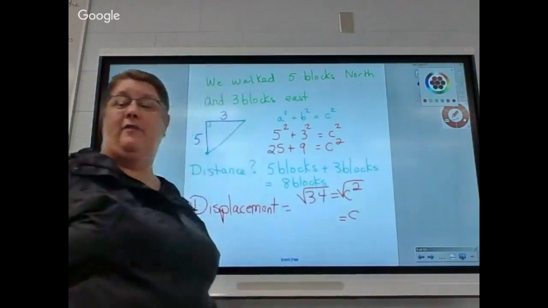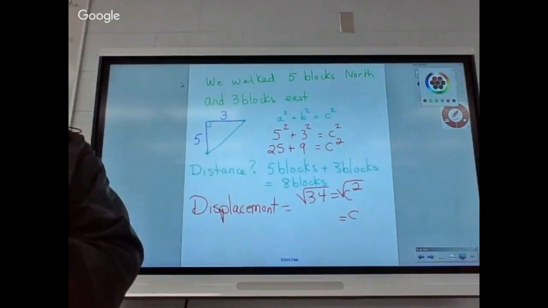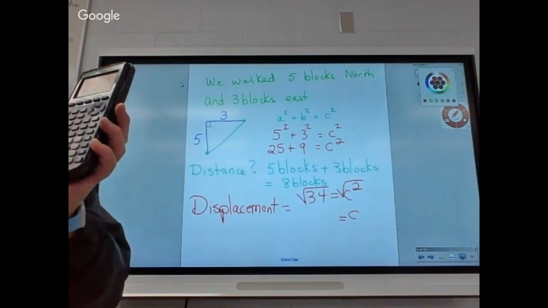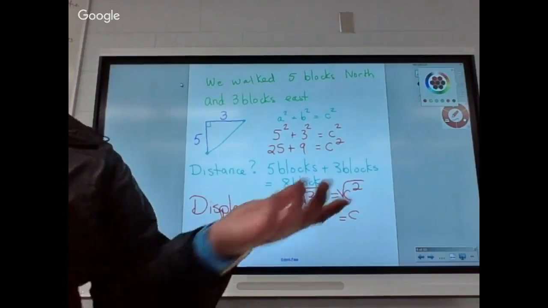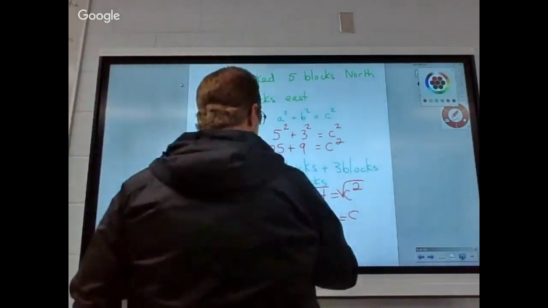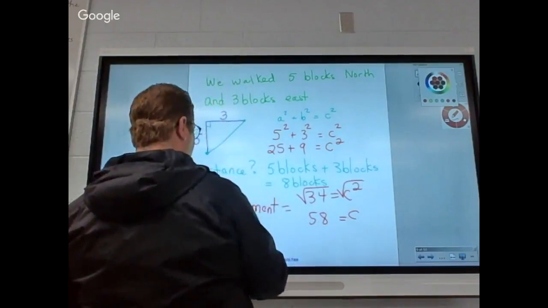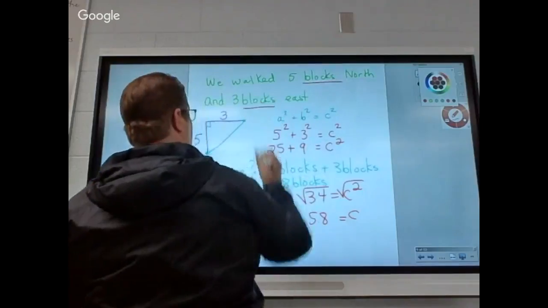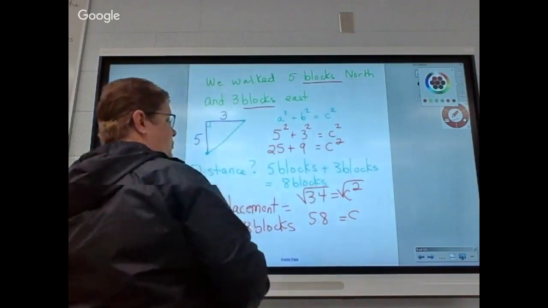Does everybody know how to find the square root on the calculator? All right, so turn it on. I think it's on, because half the time I'm punching it's not even on. So second, find your x squared and hit square root. And then 34. And you're going to get a decimal number again. Just take one number, one decimal. 5.8. And then your answer is 5.8. And what unit did I give y'all? Blocks. So 5.8 blocks would be your displacement.